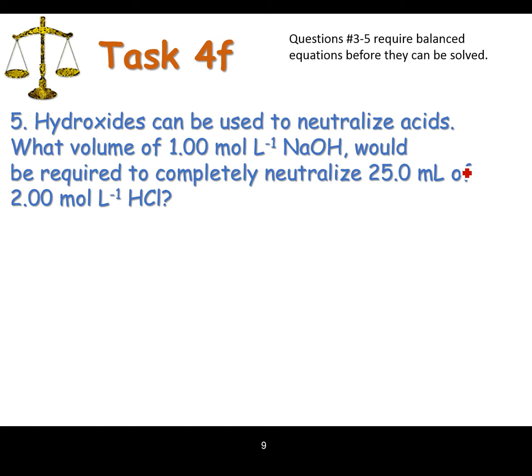Now, here we have our hydroxides being used to neutralize again. This time I'll just let you work this one out.